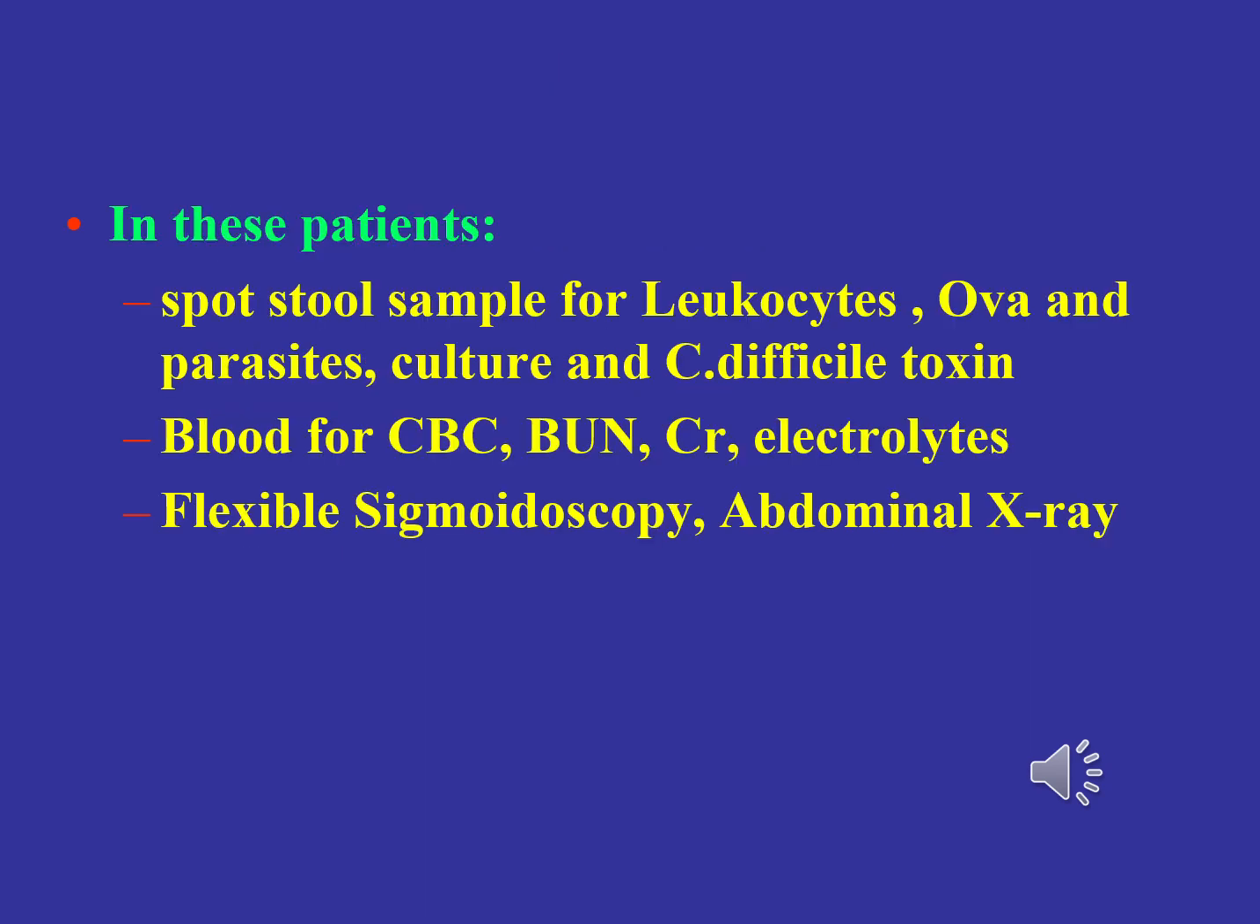We have to always check whether there is blood in the stools. We take stool samples for leukocytes, ova, and parasites. We may take stool culture and assess for Clostridium difficile toxin. We have to always check BUN, creatinine, and electrolytes to make sure that the patient is not dehydrated and does not have electrolyte abnormalities. If the patient has bloody diarrhea without a clear etiology, then sometimes a flexible sigmoidoscopy may be done to look at the mucosa and check whether the patient has any inflammation.